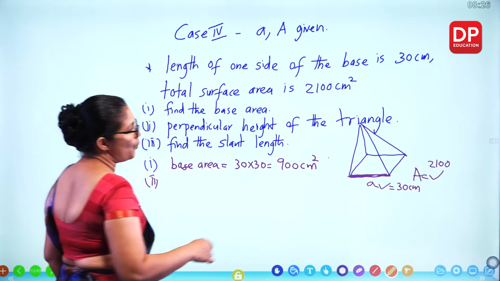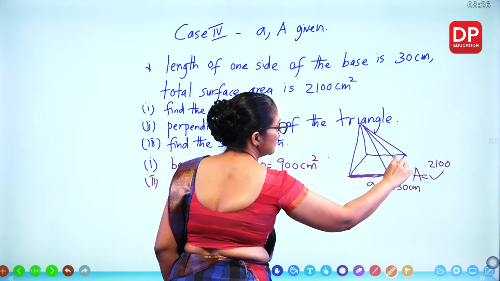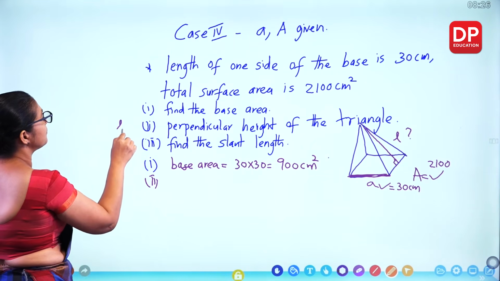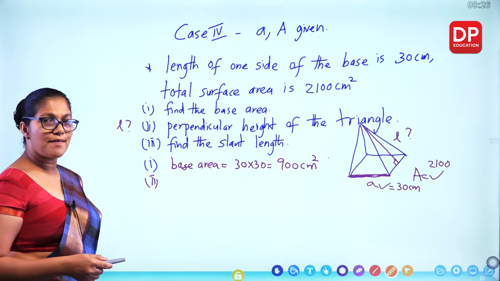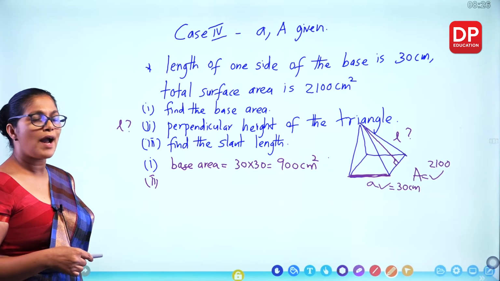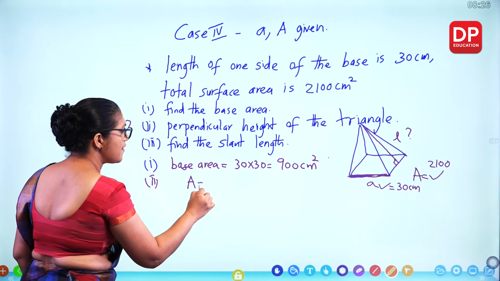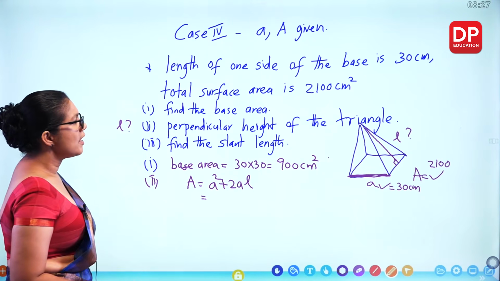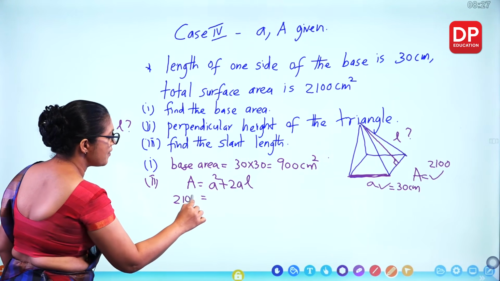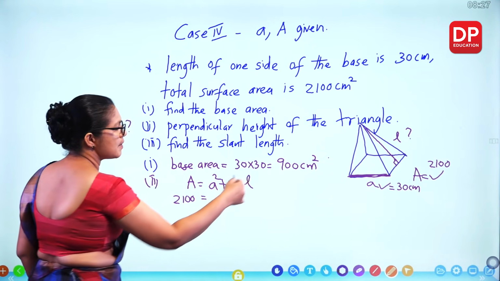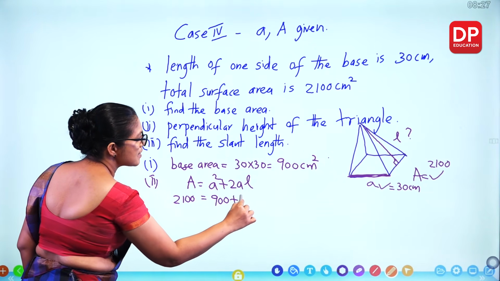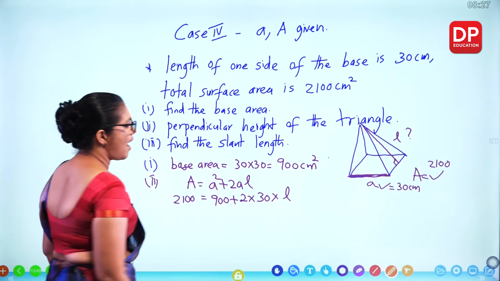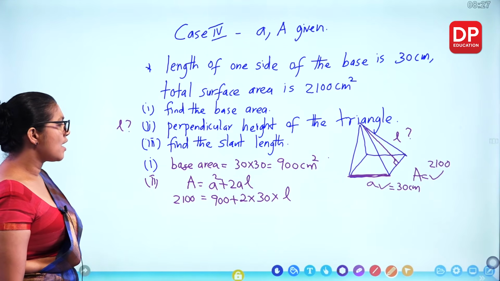What's the second part? It says perpendicular height of the triangle. So we need to find out this length, L. Surface area is given, so we can use that formula to find out L. We know surface area is A squared plus 2AL. Surface area is given, 2100. A squared we found, that's the base area, 900, plus 2 times a, a is 30 and L is the unknown value. So solve this equation and find out L.